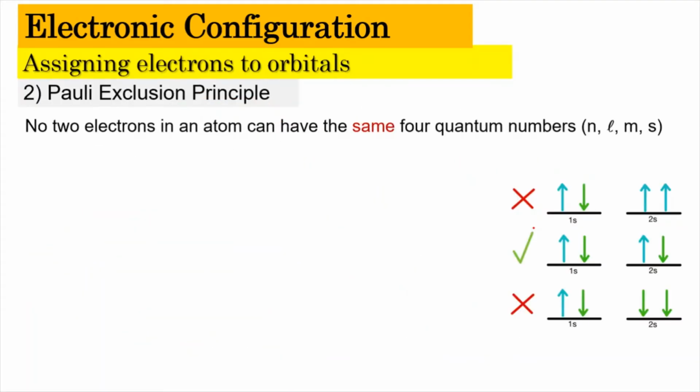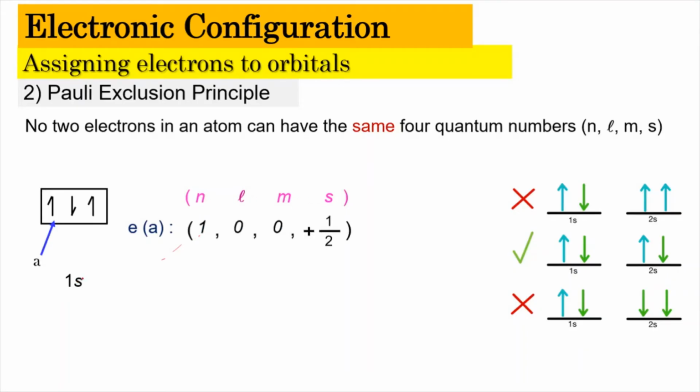Okay, moving on to the next principle, which is the Pauli Exclusion Principle. According to the Pauli Exclusion Principle, it stated that no two electrons in an atom can have the same 4 quantum numbers, which are n, l, m, and s. So let's say we have a 1s orbital here, and now you have 3 electrons in the orbital. If you were to find out the quantum numbers for A, which is n, l, m, s, you're going to know that your n here is going to be 1, because n equals 1. And then because it is an s orbital, your l is going to be 0. When l equals 0, then your m is going to be 0 as well. And then because it points upward, you're going to say that it is plus half.